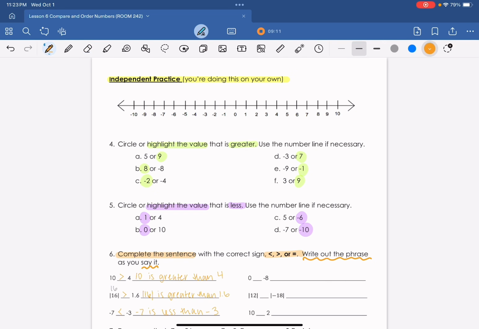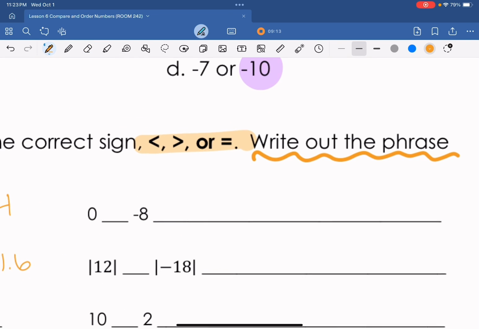So 0 is greater than -8. So I'm going to write 0 is greater than -8.